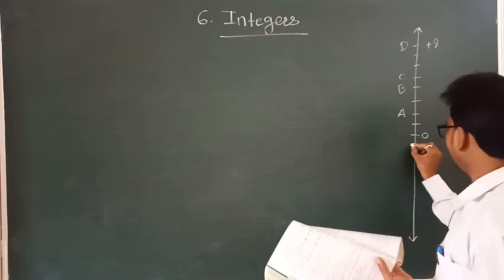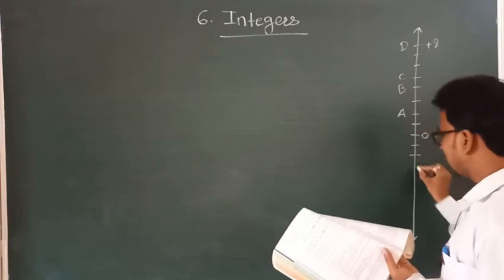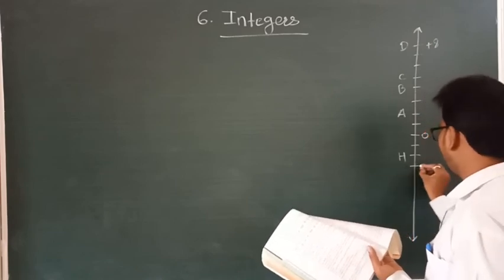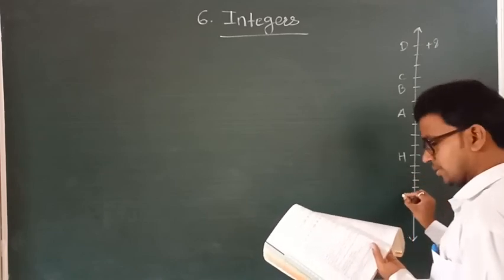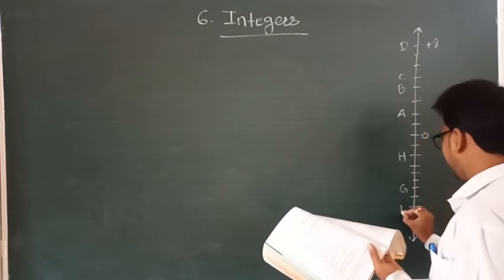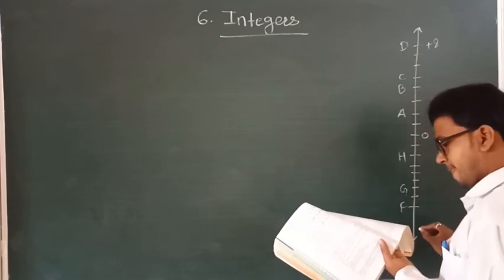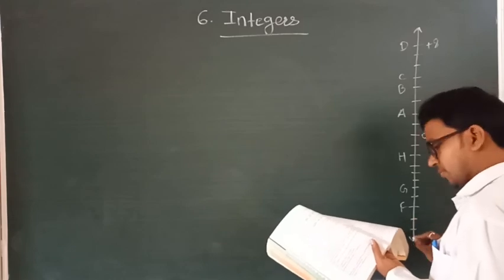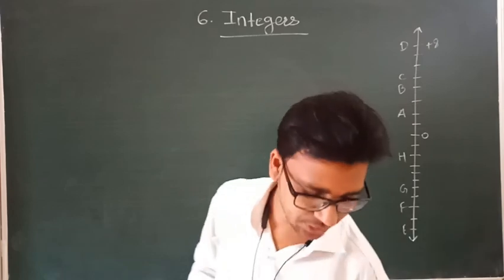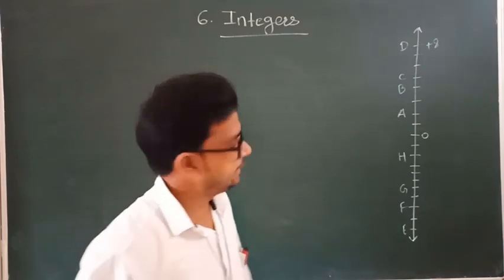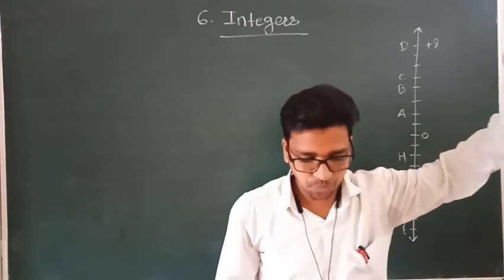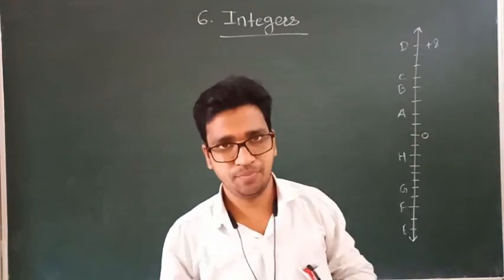Then here after one line there is H. Then after four lines there is G. Then F, then E. So the first question is, if point D is at positive 8, then which point is negative 8?